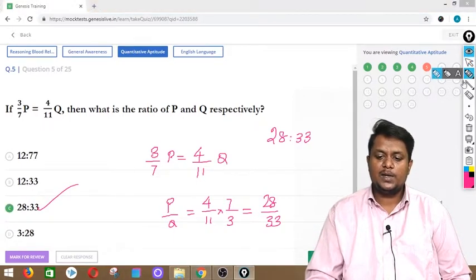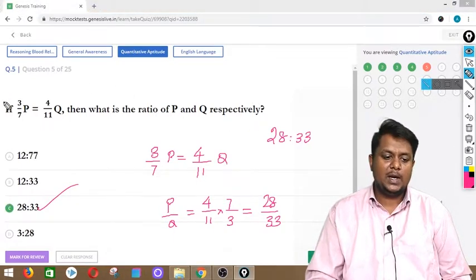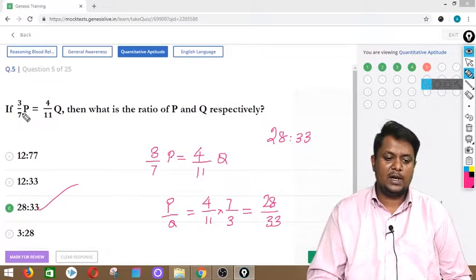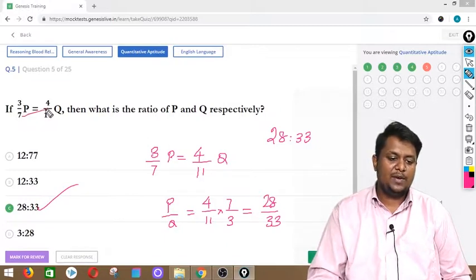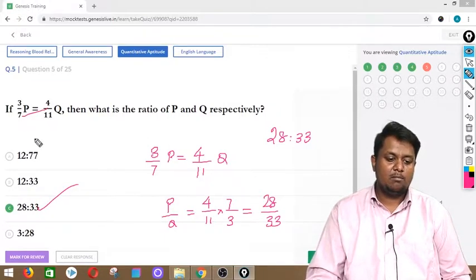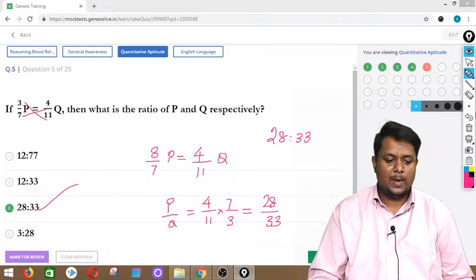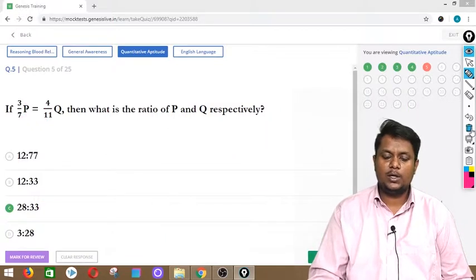Now this particular question, what can be done to simplify or solve it in less time? 7 4s are 28 and 3 11s are 33. 28 and 33, that is the answer. So we will mark option C and we will move on to the next question.